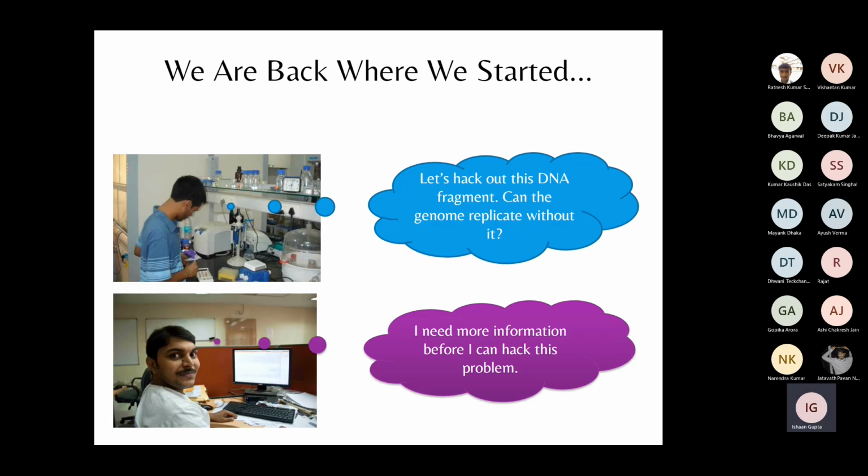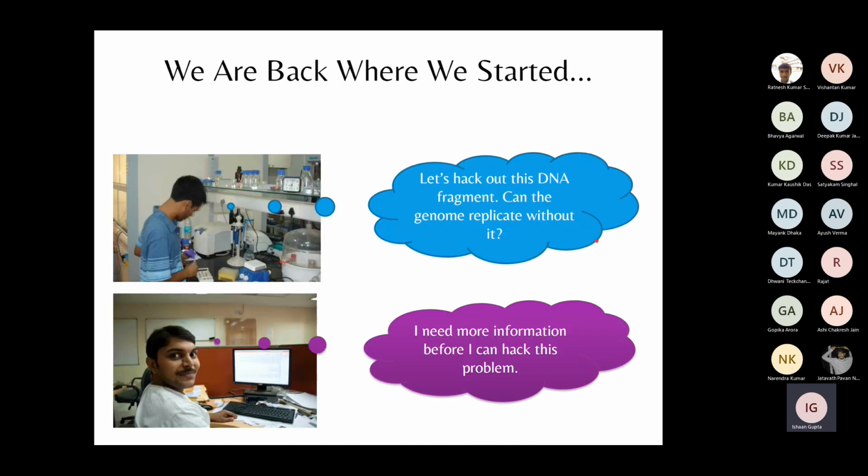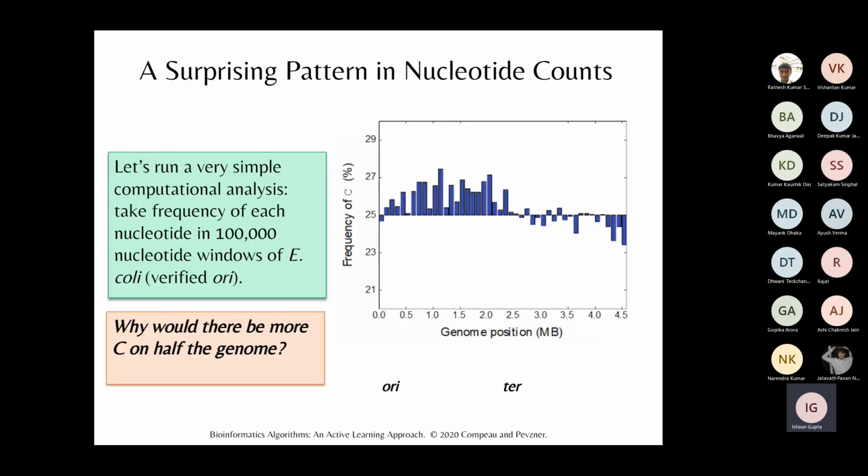All right, so we are back to where we started initially in the last class. The biologist will say, let's just hack out every piece of DNA that we can and see which pieces are required for the genome to replicate. And correspondingly, the biologist will essentially say, I need more information to hack this problem. So now we go back to the biochemistry and try to understand whether something in the process of DNA replication could help us come up with another algorithm to solve this problem.